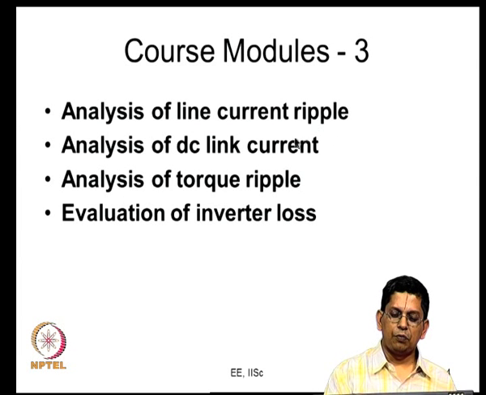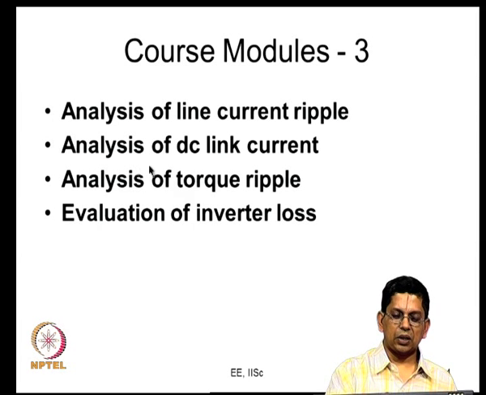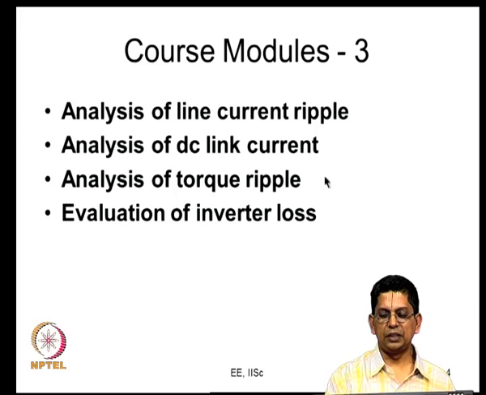Then we did the DC link current analysis. On the AC side you may have sinusoidal currents with little ripple flowing there. Now, the DC link current is basically the sum of the top switch currents, and every top switch current is the product of that switching function and the current that is flowing through that leg. So, we tried to analyze the DC link current, which has a DC component and harmonic components.